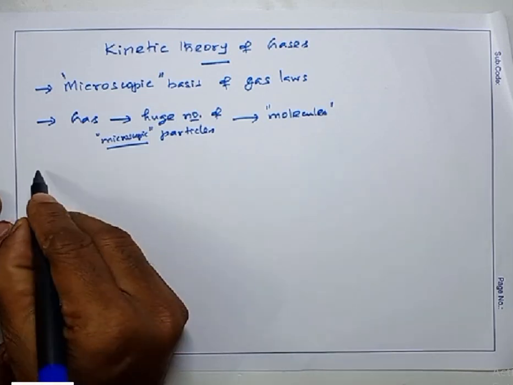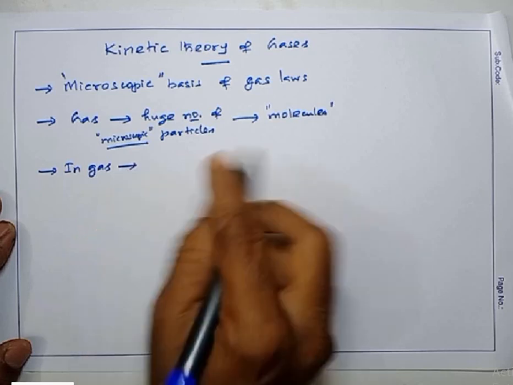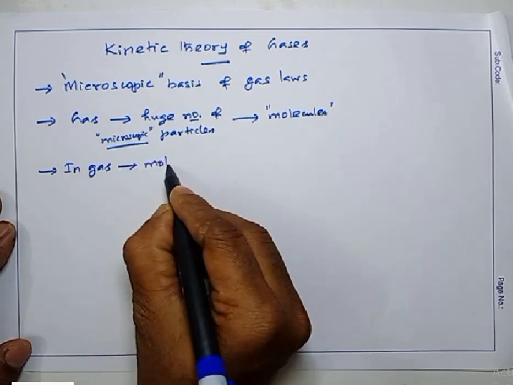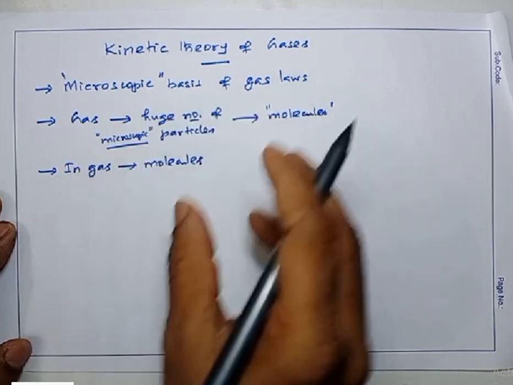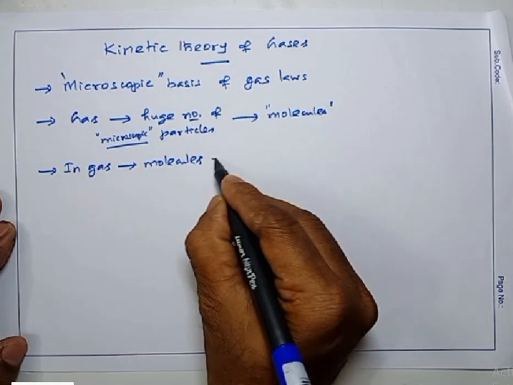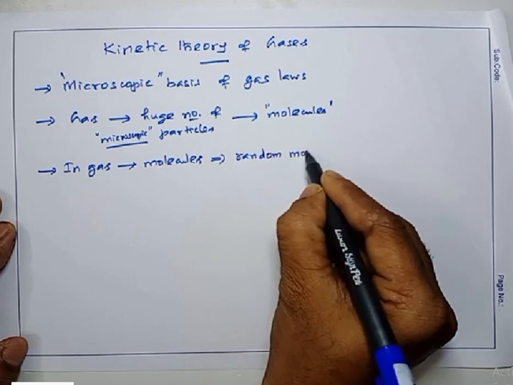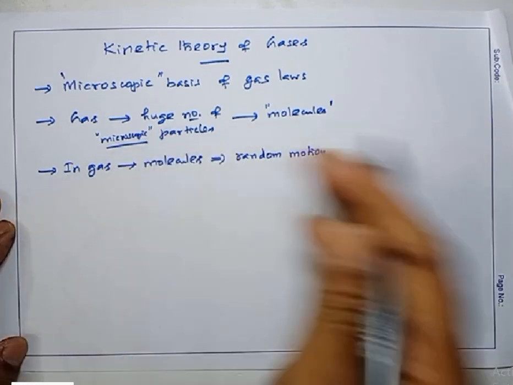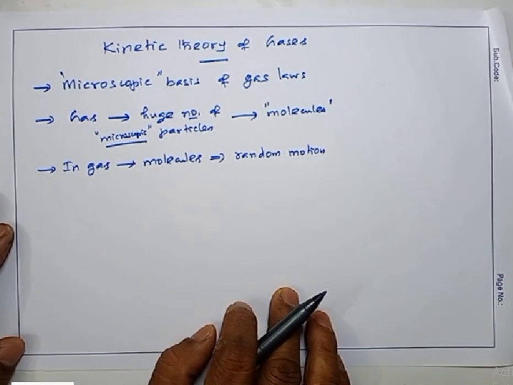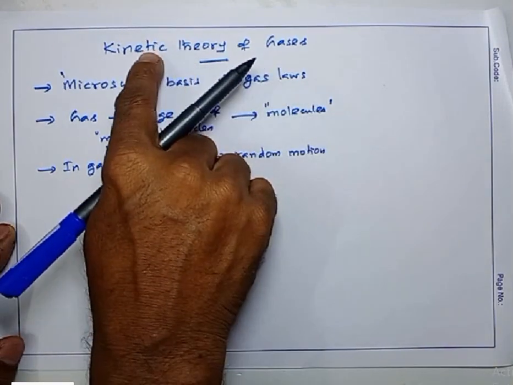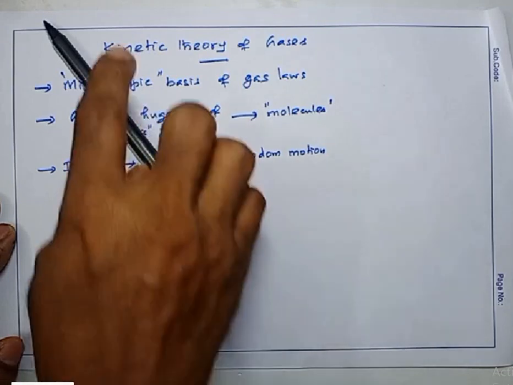Okay, and in a gas, these molecules are always in motion. They are always in random motion. They move here and there like that. That is the reason why it is called kinetic. They are not static. The molecules keep on moving here and there, so it is called kinetic theory.